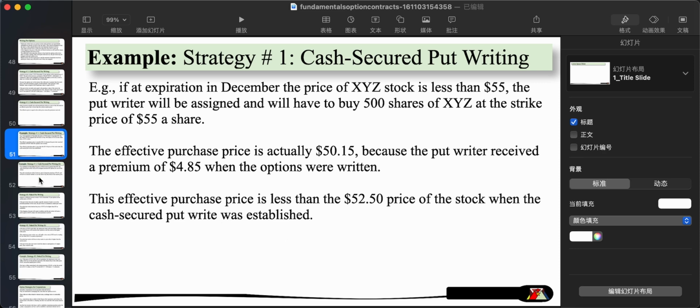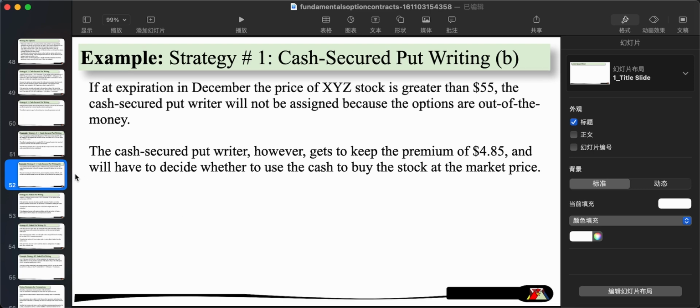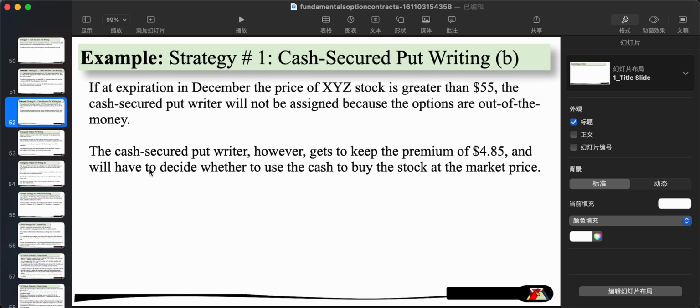If at expiration in December the price of XYZ stock is greater than $55, the cash secured put writer will not be assigned because the options are out of the money. The cash secured put writer, however, gets to keep the premium of $4.85 and will have to decide whether to use the cash to buy the stock at the market price.